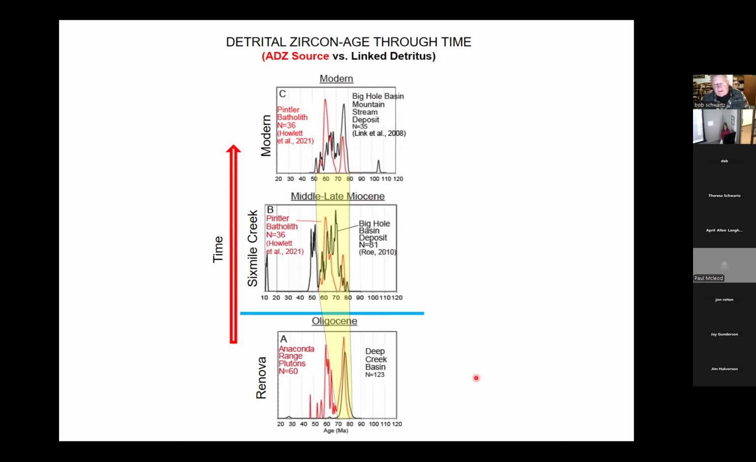So initially we had this dilemma. Down here in the Renova, just a single late Cretaceous age group. Now as we go through time, we're getting younger and younger age groups.